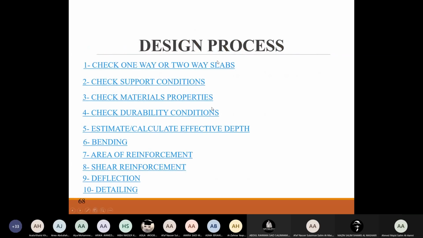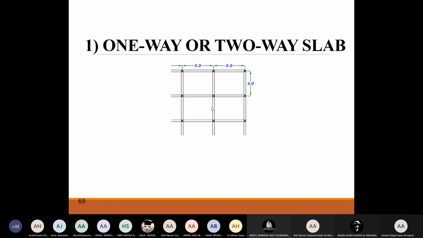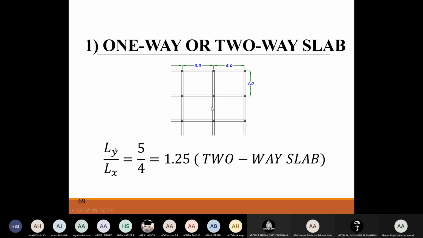So the first thing, we'll go for a check for a one-way slab. Now, if we see our drawing, it is 4 as the short dimension, 5 as the long dimension. If we get Ly over Lx, Ly over Lx is 5 over 4, which is lesser than or equal to 2. It means that it's going to be a two-way slab. Are we clear with this point? Yes, sir.